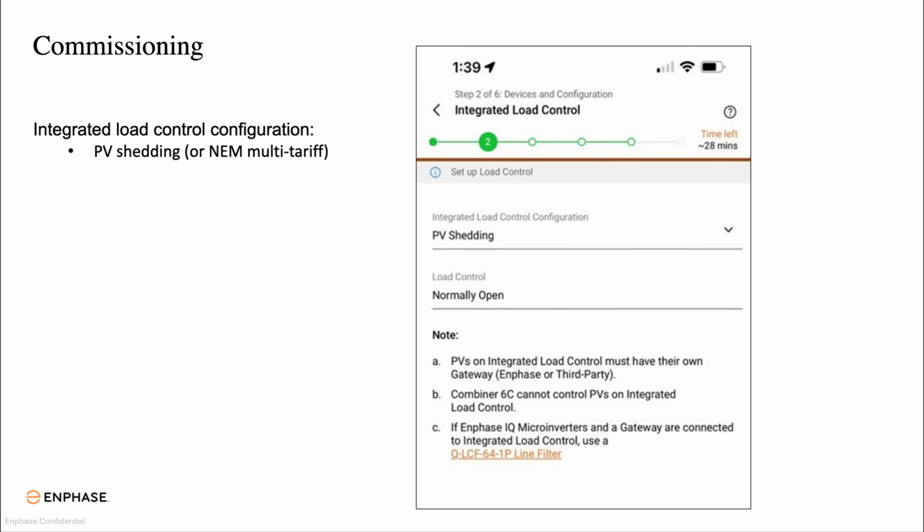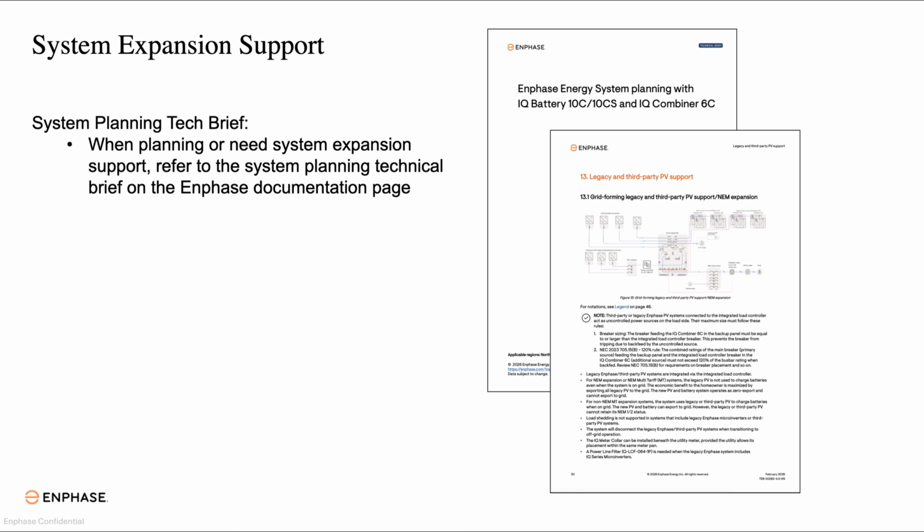During commissioning, it's important to correctly configure the integrated load control, selecting either PV shedding or NIM multi-tariff mode when required. For additional help with planning or installing system expansions using third-party or legacy Enphase PV, consult the System Planning Technical Brief on the Enphase documentation page.